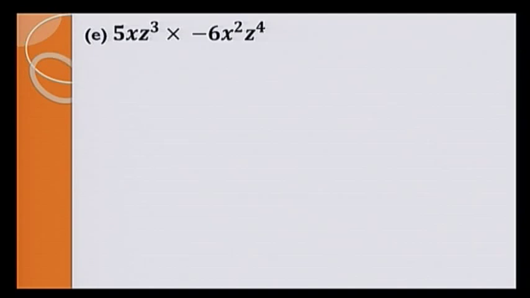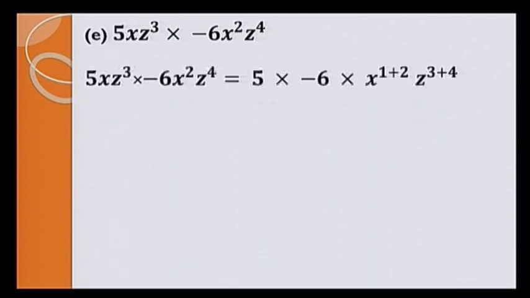Now, let's have a look at the next part. 5x z cube multiplied by minus 6x square z to the power of 4 will give us minus 30x cube z to the power of 7. We have grouped the numbers together. 5 multiplied by minus 6, we got minus 30.